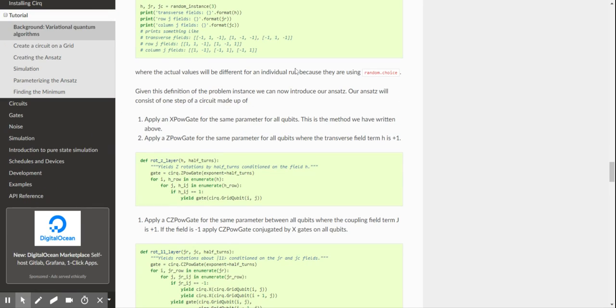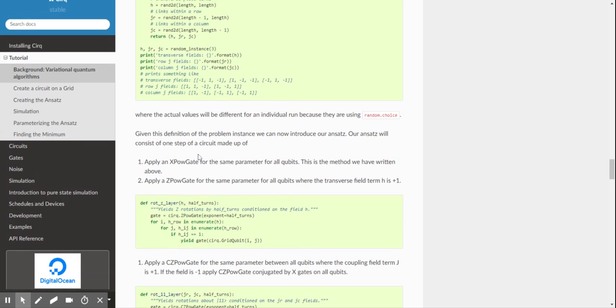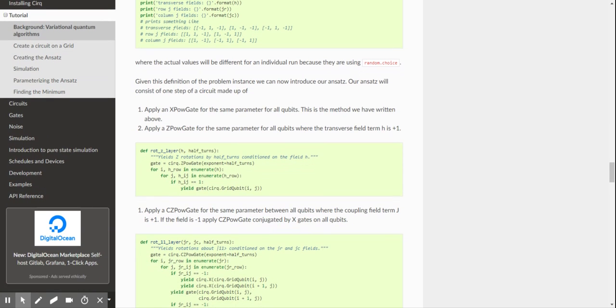Electron values will be different from, yeah, okay, we know that. So given this definition of the problem instance, we can now introduce our ansatz. Our ansatz will consist of one step of a circuit made up of, okay, so we've got steps, an X power gate, so an X gate. It's a rotation. I think this is basically a rotation around the x-axis for the same parameter for all qubits.